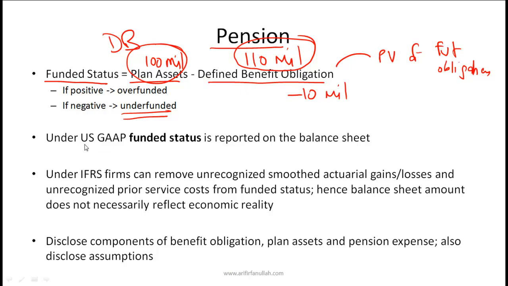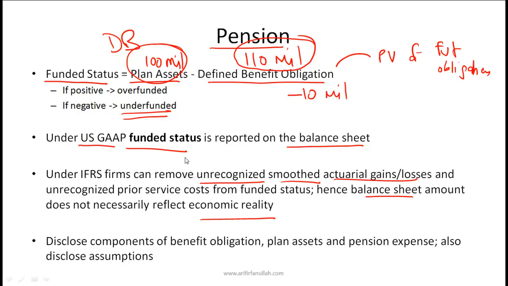Under US GAAP, when companies report pension related obligations, they must report what's called the funded status on the balance sheet. Under IFRS, firms can remove unrecognized smoothed actuarial gains and losses and unrecognized prior service costs from the funded status. Hence, it is possible that the balance sheet amount does not reflect economic reality.